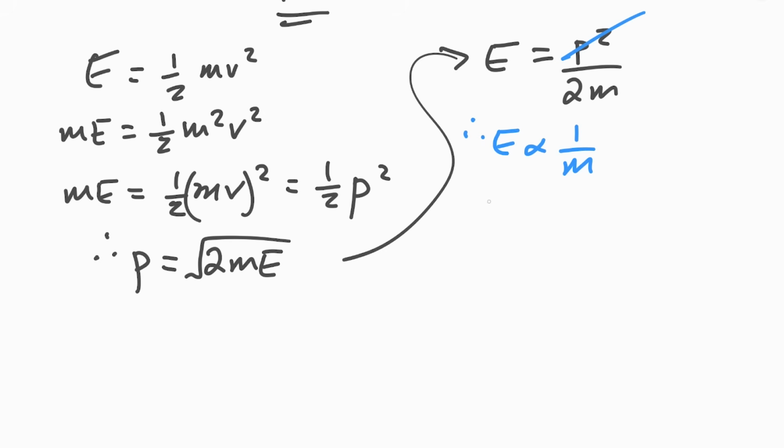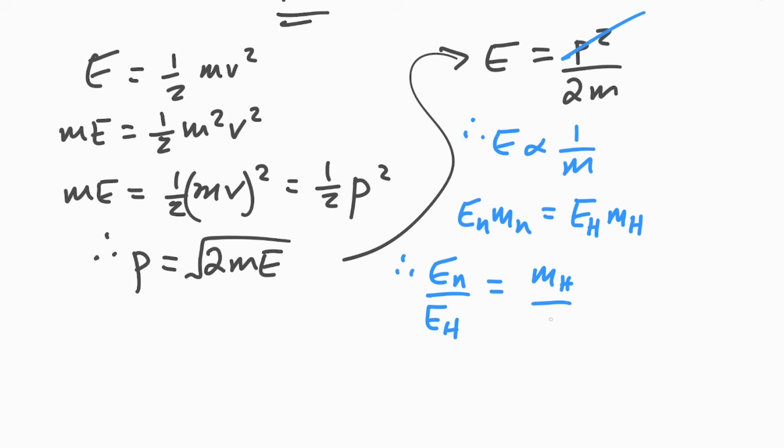So if this is the case, then we can say that the energy of the neutron times the mass of the neutron is going to be the same as the energy of the helium times the mass of the helium. Fair enough. And so therefore, we're looking for the energy of the neutron divided by the energy of the helium nucleus, which is going to be the opposite for those. That's equal to 4 divided by 1 if we're just looking at the mass of 4 compared to 1.